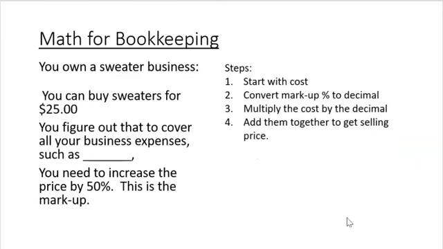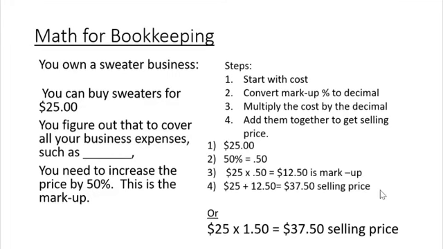So the steps: start with the cost, convert the markup percentage to a decimal because it's so much easier to put it in our calculator when we can do that. Multiply the cost by the decimal, add them together to get the selling price. So let's look at the example.